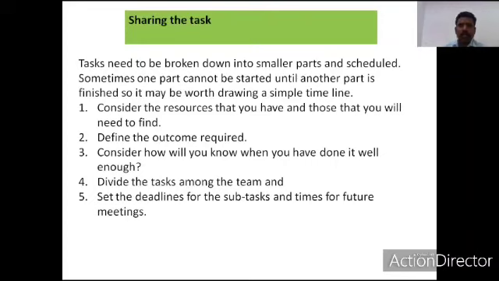the next step is sharing the task. Why? Because an individual cannot do all the activities for the group. The different types of activities or tasks need to be shared among the different members of your group according to their skill sets, their interest, or their subject expertise. The task needs to be broken down into smaller parts and scheduled. Sometimes one part cannot be started until another part is done. Why? Because some activities are interconnected. Something has to happen, and only then can the next activities start.